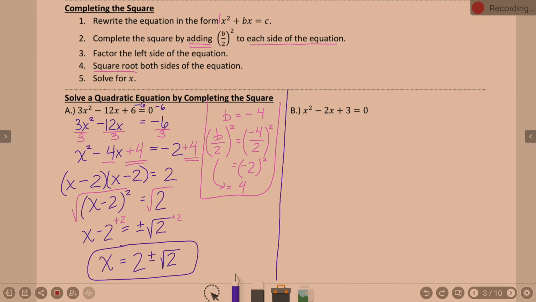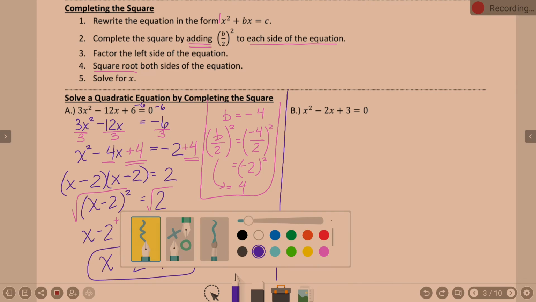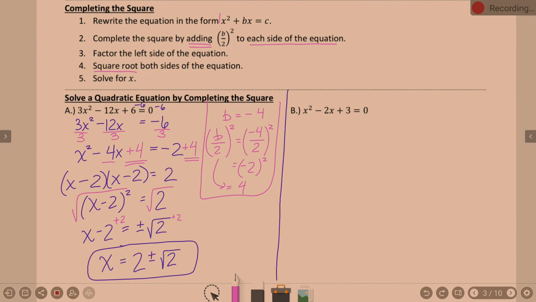Step 1 says to do what? Subtract 3. Because I want it to be 1x squared plus bx equals c. I need to make sure my c value is over on the other side. So we're going to subtract the 3. So then I have x squared minus 2x. I'm going to leave a gap.